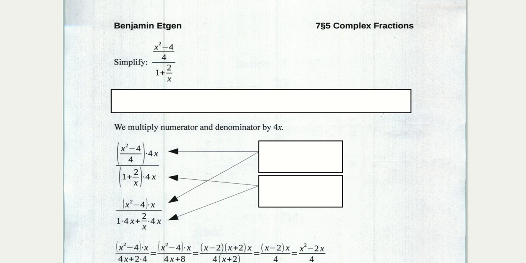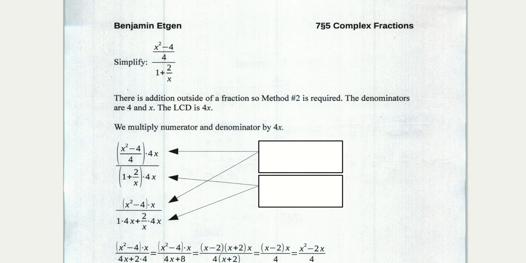And at that point, we're so far from the goal of simplifying a complex fraction that we might as well just use method 2. So here it is in your notebook. It basically says we're going to have to use method 2 because of that addition outside of a fraction. That's referring to that 1 plus the 2 over x in the denominator. So now we ask the question, what are we going to multiply by?